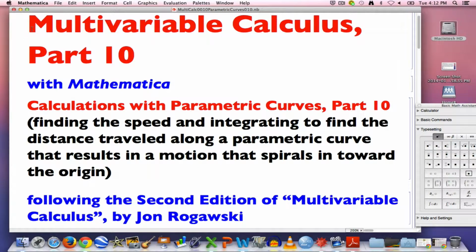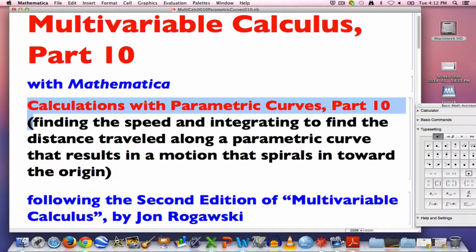This is part 10 of a series of videos about multivariable calculus using the computer program called Mathematica. What you see here is what's called a Mathematica notebook, in which I can do calculations with Mathematica. It's part 10 of a subseries on calculations with parametric curves. Parametric curves come from parametric equations, which are useful in modeling motion.